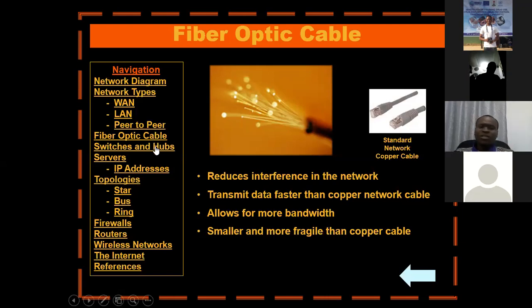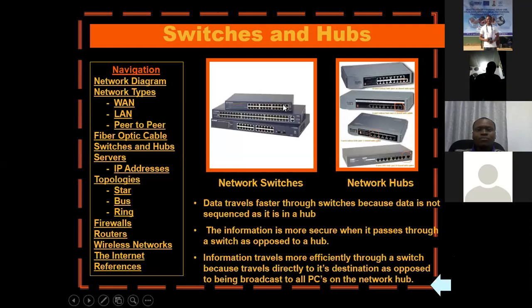Now, we're looking at the switches and hubs. The switches and the hubs are two similar devices that do virtually the same thing. But one of these devices is intelligent and the other is not intelligent.